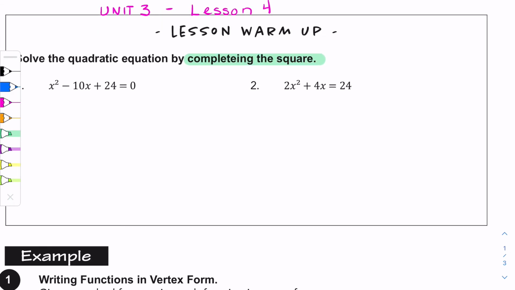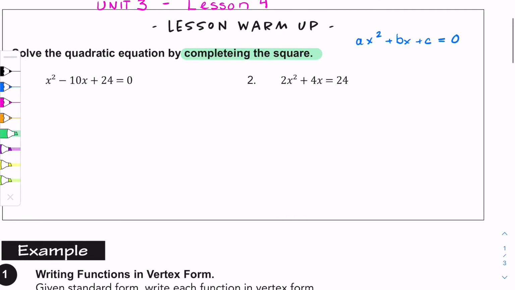When you are completing the square, you're going to start with a quadratic equation. Quadratic equations are in the form of ax squared plus bx plus c, and they're typically equal to 0. When you're completing the square, you want to move your constant term to the other side. So subtract c from both sides, giving you the form of ax squared plus bx is equal to negative c, or is equal to the constant term, whatever that might be.